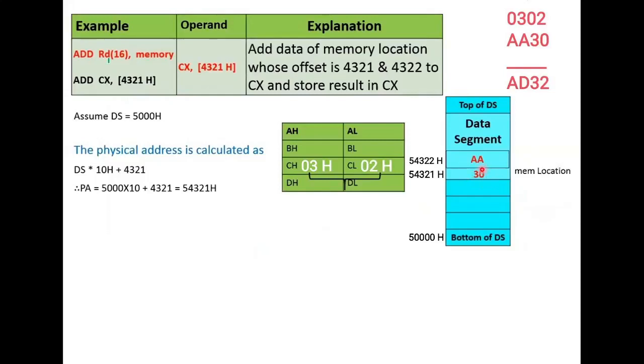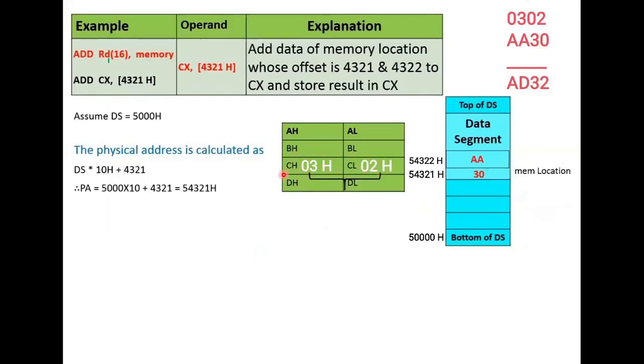So I got the lower byte, and the higher byte I will be getting in the next higher memory location. This is 54321. Next one will be 22. Here it is 21. Next you have to go, and there you can get the 8 bit value. So totally AA30 is your 16 bit value. That AA30 we are going to add with this 0302. In CX what do we have?